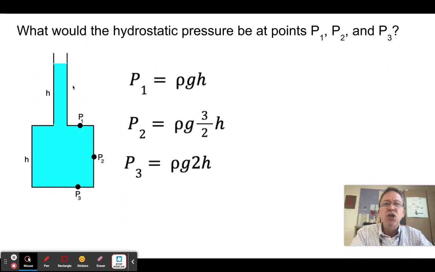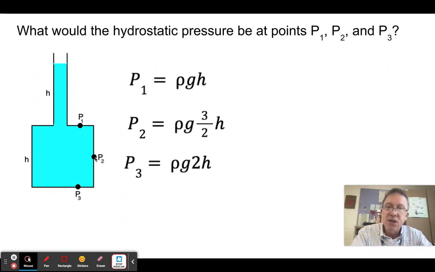Okay. So let's just try this one. What would the hydrostatic pressure be at points P1, P2, and P3? Do not let the shape of this container have any influence on your answer. Basically, from here to here is distance h. From here to here is also distance h. If I have a pressure sensor here, where the fluid is pushing up on it, it's just going to be equal to rho g h, because rho is the density of the fluid, g is g, and this is at a depth of h.